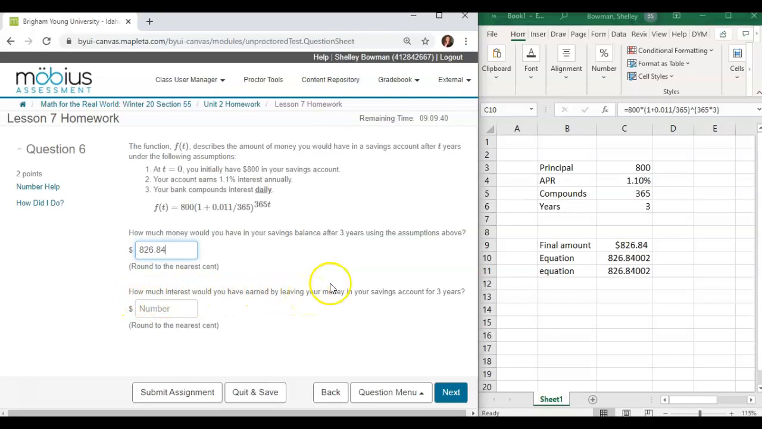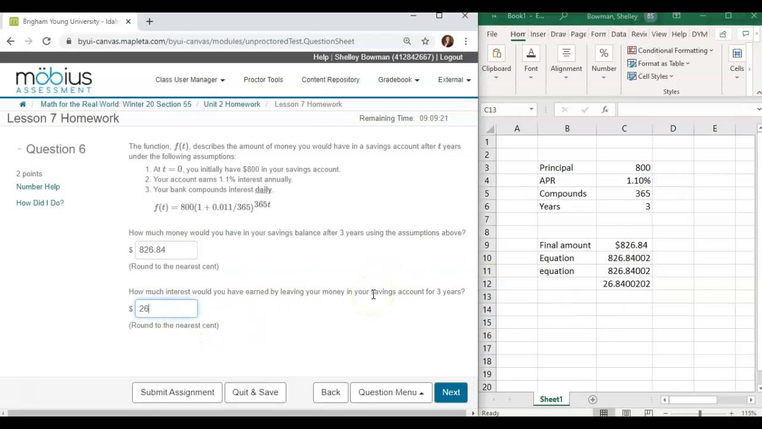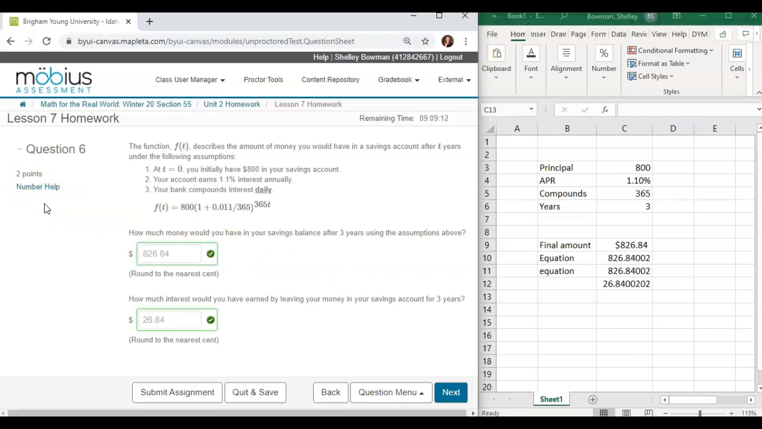And then the last one would be how much interest you would have earned by leaving your money in the savings account for 3 years. Since we started at $800, I can just take any of these numbers and subtract the initial. Now some of you are going to say it's easy, I can see that right there, but some of them might be harder, and so you can go ahead and subtract in Excel if you would like. But either way, we end up with $26.84 that we got in interest in our savings account. We can verify with the how did I do and move to the next problem.